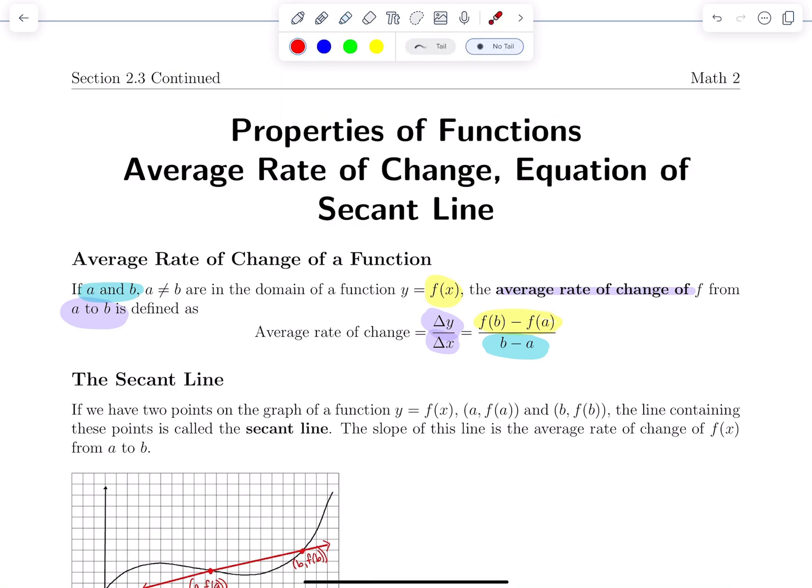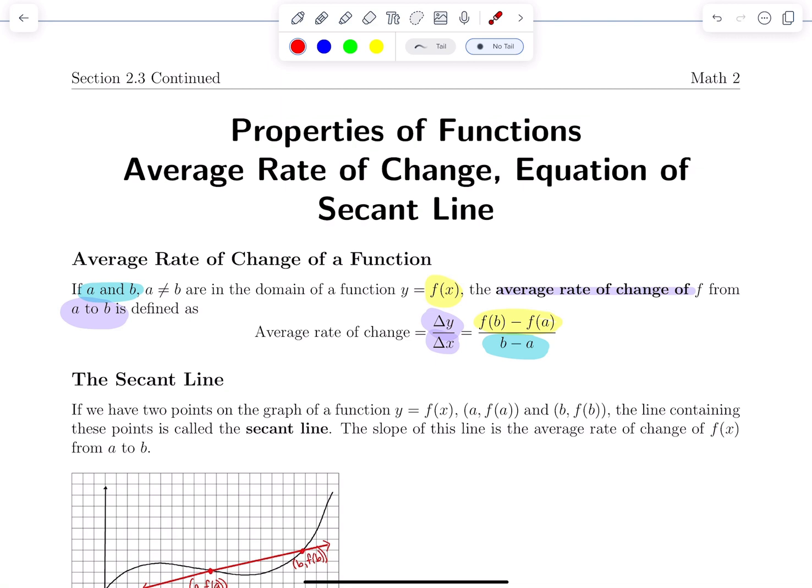Now, this formula should look eerily familiar, does it not? Change in y over change in x, you might say that's how we compute the slope of the line that goes through 2 points. And you're right. However, notice in this definition, we're not saying that f of x is a linear function. It's not a line necessarily. It can be, but this definition for average rate of change is applicable to all functions. Okay, not just linear ones, more fancy schmancy ones.